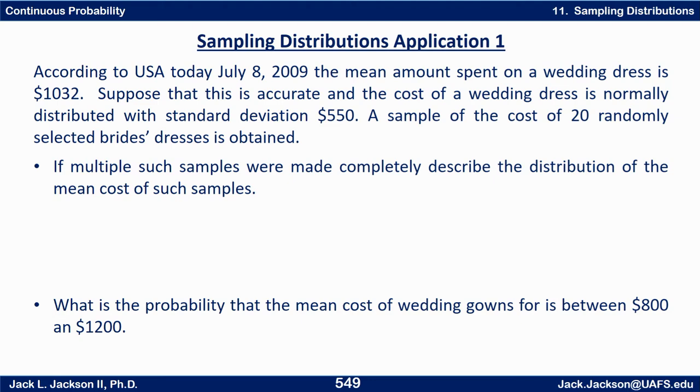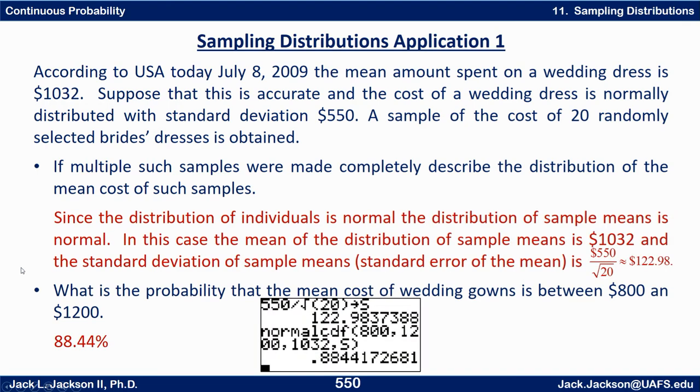And then what is the probability that the mean cost of wedding gowns is between $800 and $1,200? See if you can go ahead and work this out based on what we've learned already. And when you come back, then you will check your answer. So press pause now.